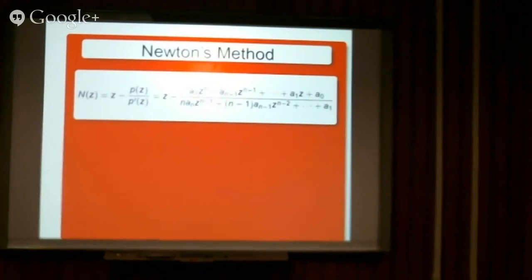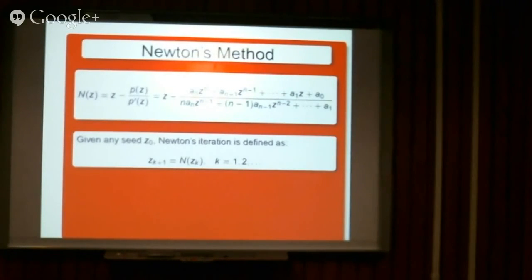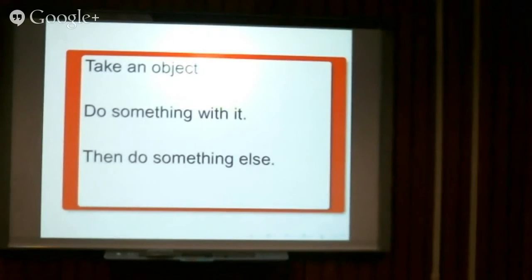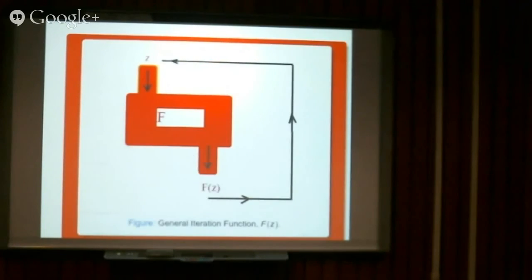Newton's method is one possible way of generating a sequence of iterations that converge to a root. And the way I look at Newton's method is somewhat artistic. Jasper Johns, who is a famous American artist, said, take an object, do something with it, and then do something else. You get art. In Newton's method, you take a point, you move it somewhere, then somewhere else, then somewhere else, and then you do the coloring based on that.